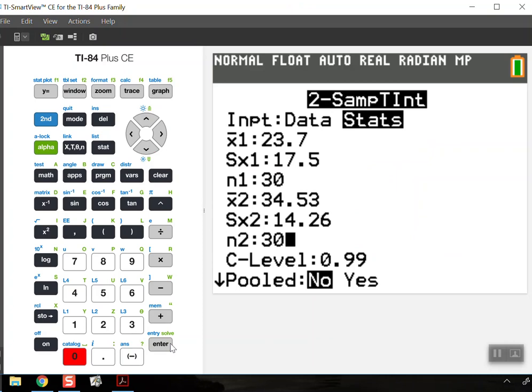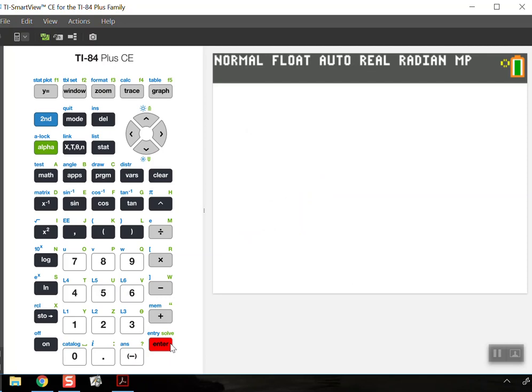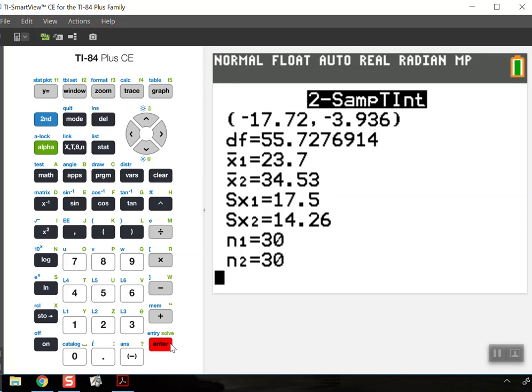Our confidence level, if we go back to the beginning, we want a 90% confidence interval. Now, we'll talk about this a little bit later, but you are always going to choose no for pooled. And it spits out our results.